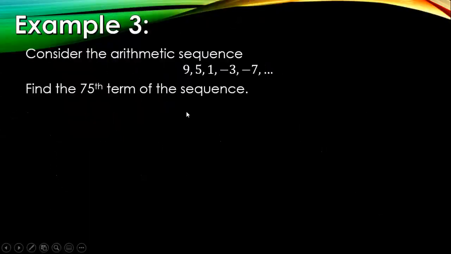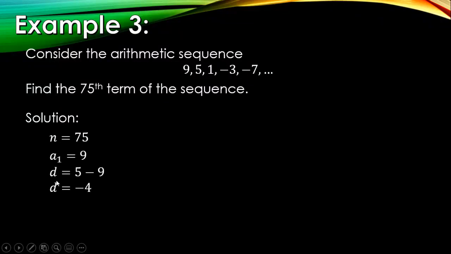Example number 3. Consider the arithmetic sequence 9, 5, 1, -3, -7. Find the 75th term of the sequence. Our n is 75. Our first term is 9. The common difference is the second term minus the first term, so 5 minus 9. So we have -4 as our d.